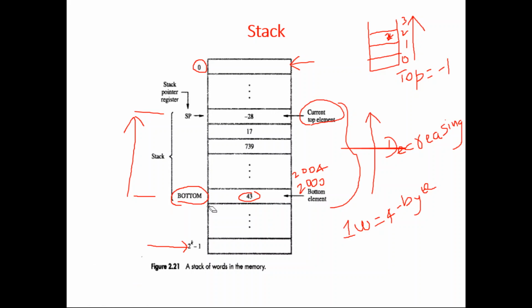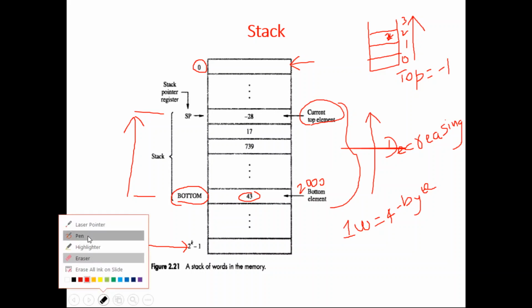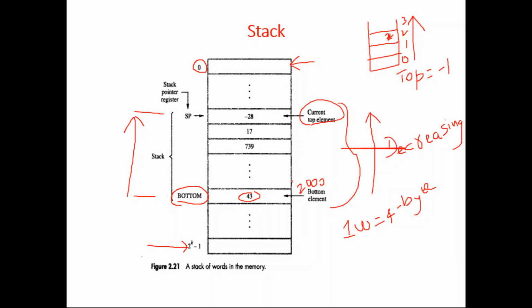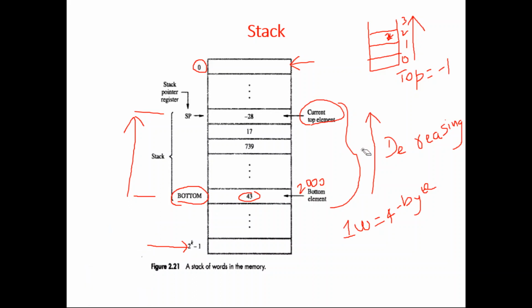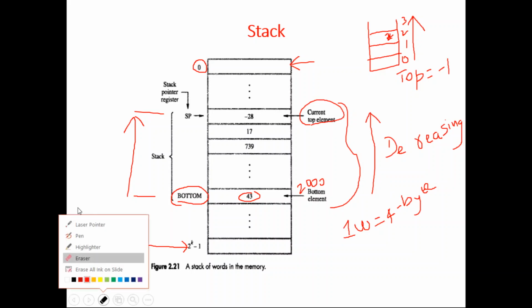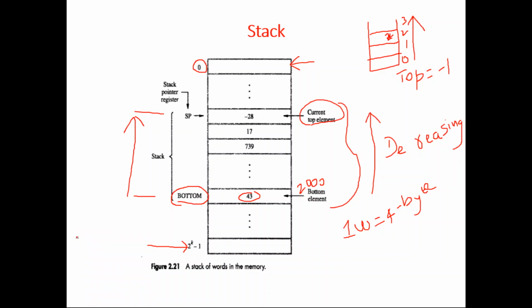The point is, if the first address is 2000, then the stack is growing this way; the address is decreasing this way. That's what we have discussed here. The stack is not increasing in address from bottom to top. Rather, the address of the stack is decreasing from bottom to top. So if the bottommost address is 2000, and one word is 4 bytes, then the next address will be 2000 minus 4, which is 1996.